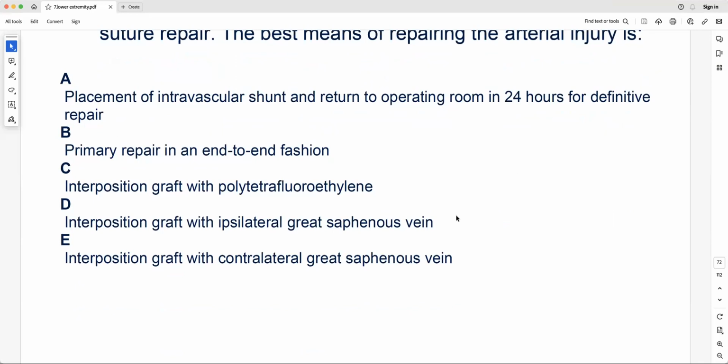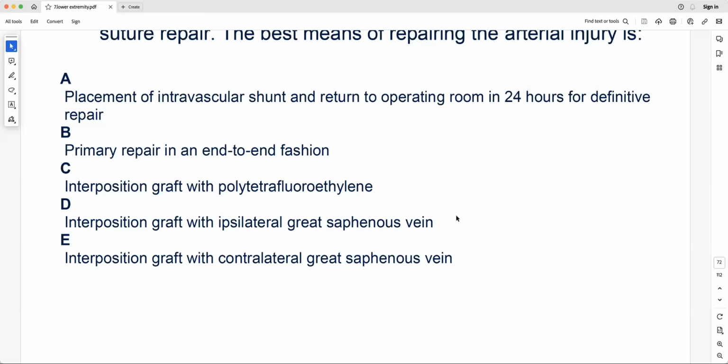Interposition with PTFE. Because it is a trauma patient and they already did debridement and it's an infected area, I don't think the graft would be a good idea to put in the infected area or area of trauma. The interposition graft with ipsilateral great saphenous vein.